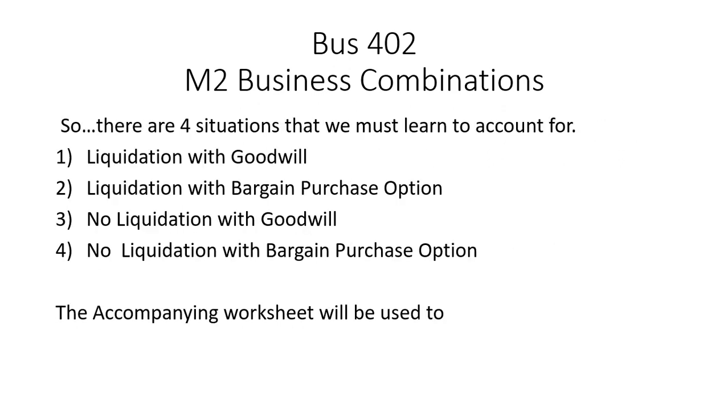Now we're going to go to the next 4 slides. We're going to have 4 worksheets that we're going to go through, and there are 4 situations. Number 1, you liquidate, and there's goodwill. Number 2, you liquidate, and there's a bargain purchase option. So under number 1, you liquidate and you pay more. Under number 2, you liquidate and you have a bargain purchase option. And number 3, you can see the combinations here, by the way: no liquidation and you have goodwill, and number 4, no liquidation and you have a bargain purchase option. Basically, those are the 4 combinations that you can have in business combinations.